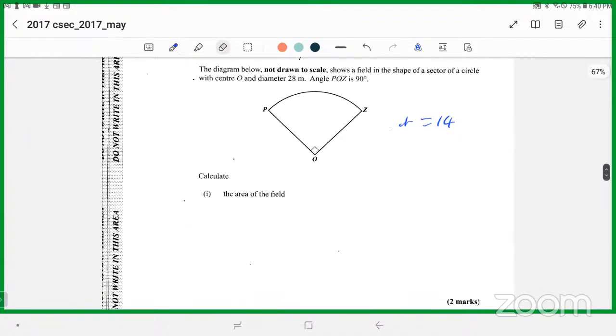So the area of the field, since the sector angle here is 90 degrees, it's going to be 90 over 360 times pi r squared. The 90 over 360 is a quarter. The pi is 22 over 7. And the radius is 14. So multiply that by 14 squared. Someone can tell me what that is?